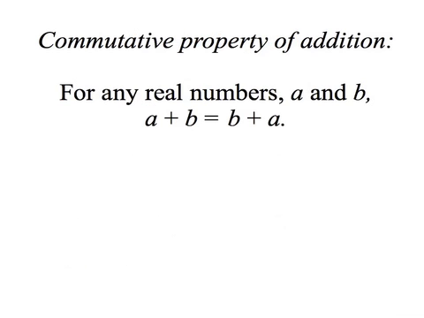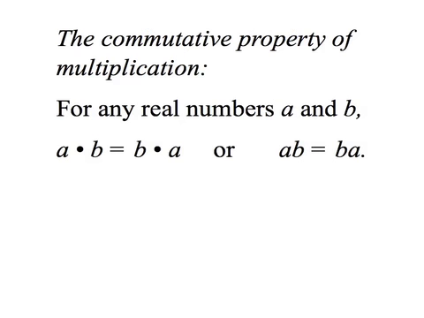The commutative property of addition. For any real numbers a and b, a plus b is equal to b plus a. It's another way of saying that when you're adding up a bunch of numbers, you can add them in any order that you want. The commutative property also works for multiplication. So when you're multiplying a bunch of numbers, you can multiply them in any order you want.